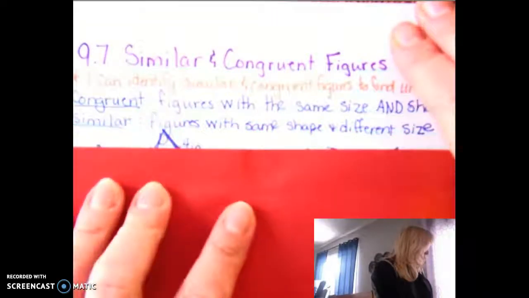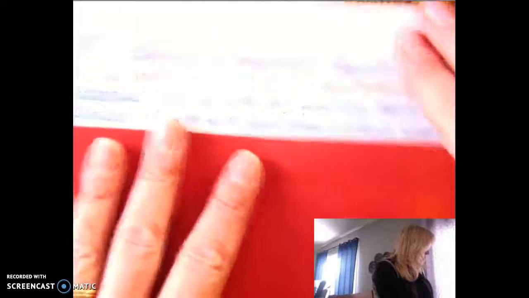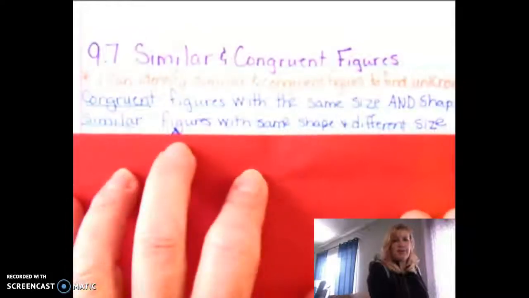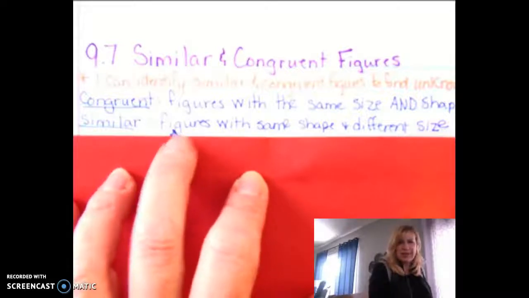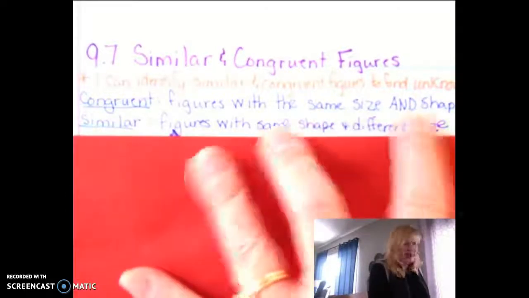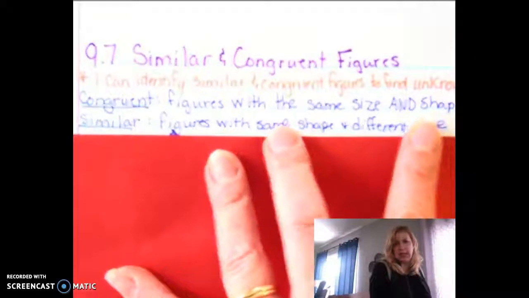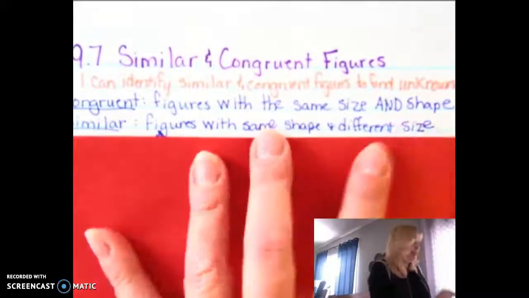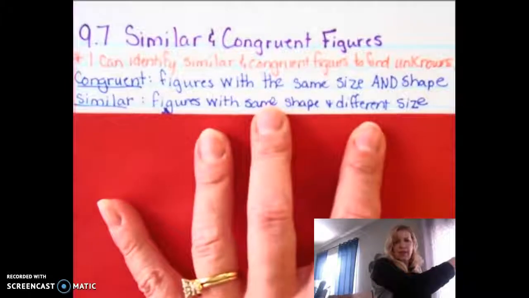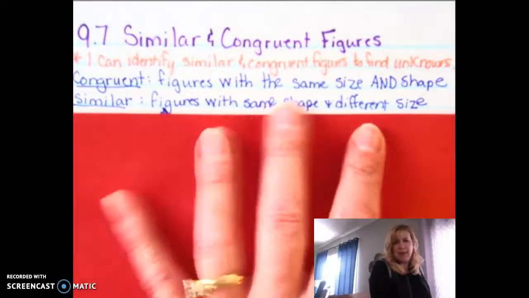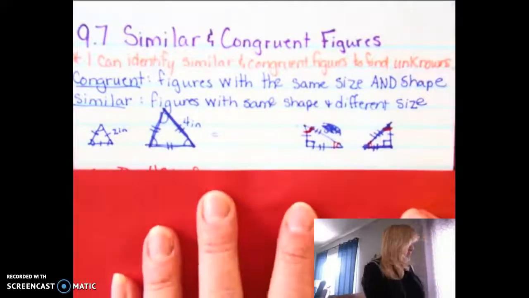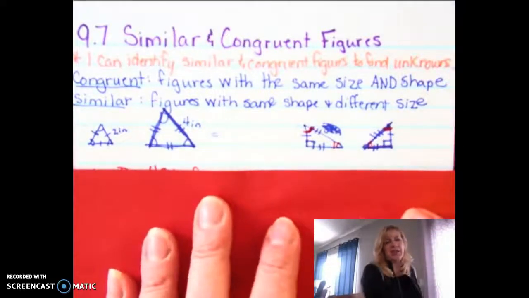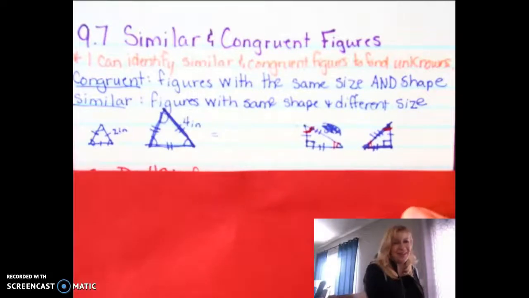We need to define similar and congruent here, so it's important that you get those definitions down. Congruent is figures with the same size and the same shape. And similar are figures with the same shape but a different size. Let me show you what that looks like here. Again, my drawings are not going to be perfect, so give me a little grace here.